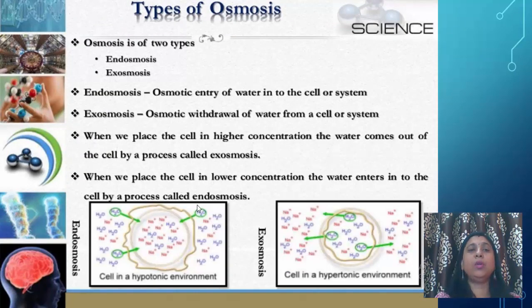Types of osmosis. There are two types of osmosis: endosmosis and exosmosis. Endosmosis is the osmotic entry of water into the cell or system, whereas exosmosis is the osmotic withdrawal of water from a cell or system. When we place the cell in higher concentration, the water comes out of the cell by a process called exosmosis. When we place the cell in lower concentration, the water enters into the cell by a process called endosmosis.